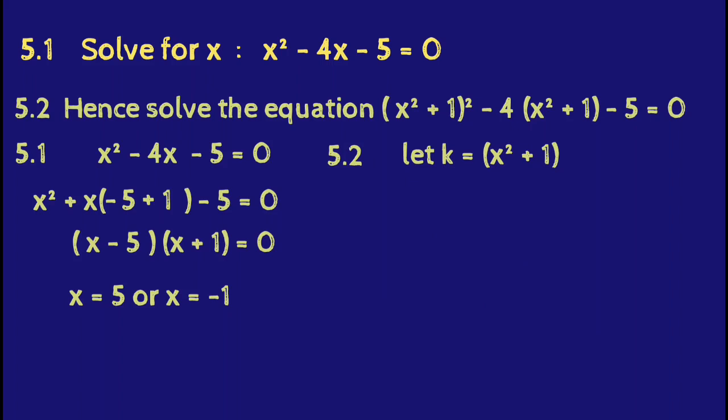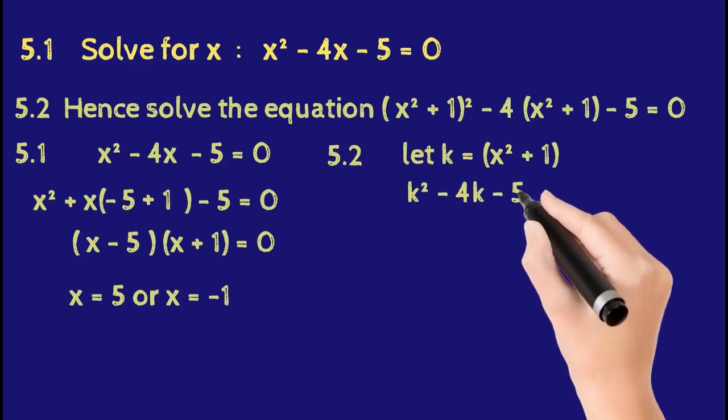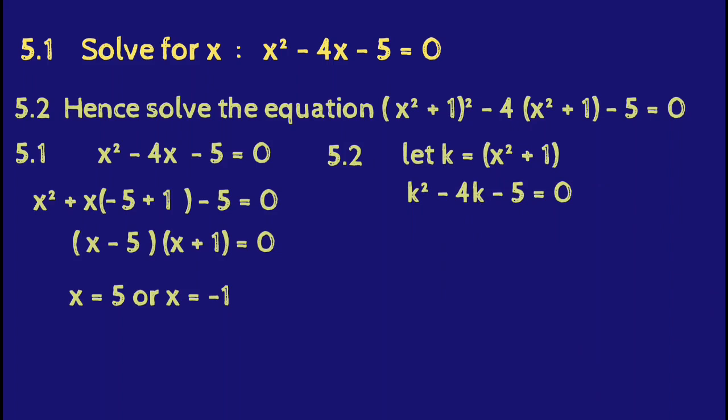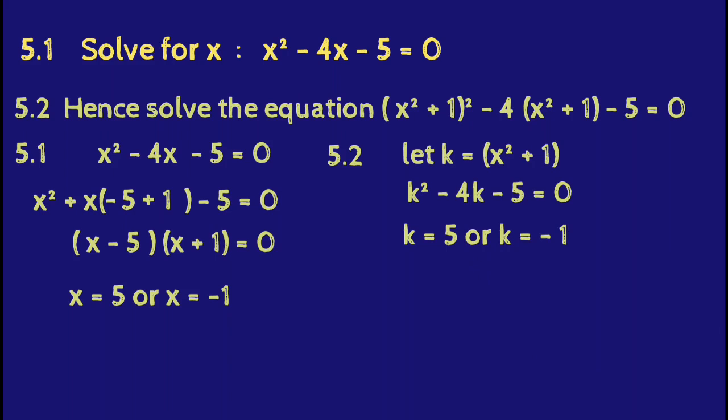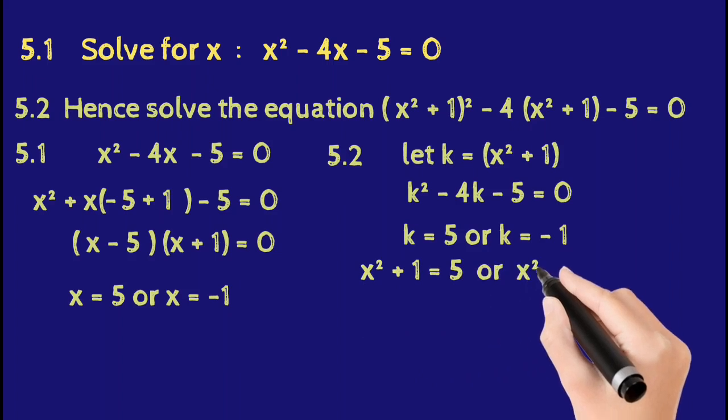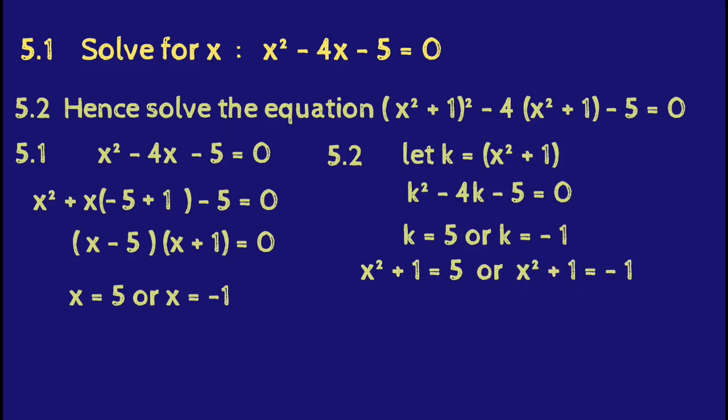We substitute x squared plus 1 with k. This will form a quadratic equation. We'll now form the quadratic equation that says k squared minus 4k minus 5 is equal to 0. Notice how this equation is similar to x squared minus 4x minus 5 equal to 0, which we've already solved. So we now know that k equals 5 or k equals negative 1, since x was 5 or x was also negative 1. So this now means that x squared plus 1 is equal to 5 or x squared plus 1 is equal to negative 1.